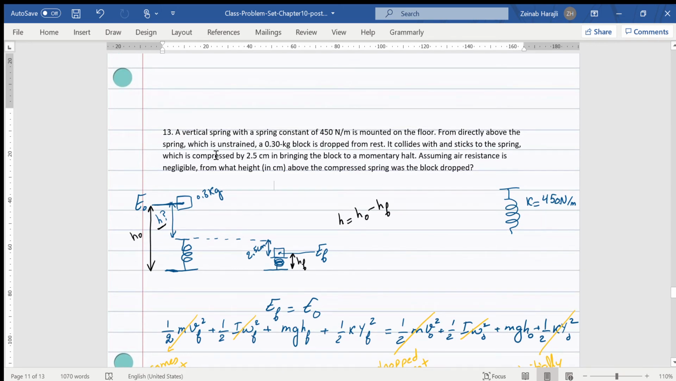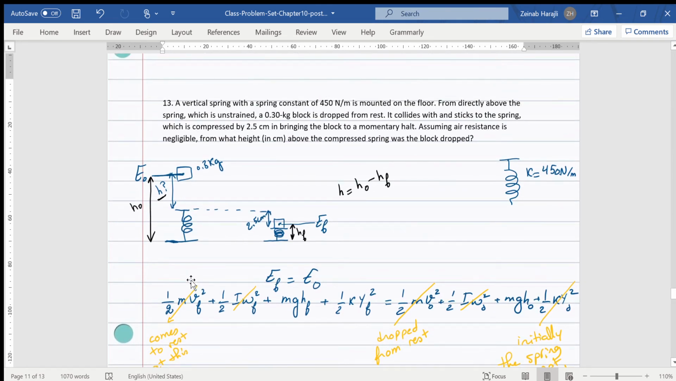So in this problem, we have a vertical spring with a spring constant of 450 newtons per meter, and it is mounted on the floor, as you can see here. And from directly above it, a 0.3 kilogram block is dropped from rest. It falls down and collides and sticks to the spring and compresses it by 2.5 centimeters. Assuming air resistance is negligible, from which height above the compressed spring was the block dropped?